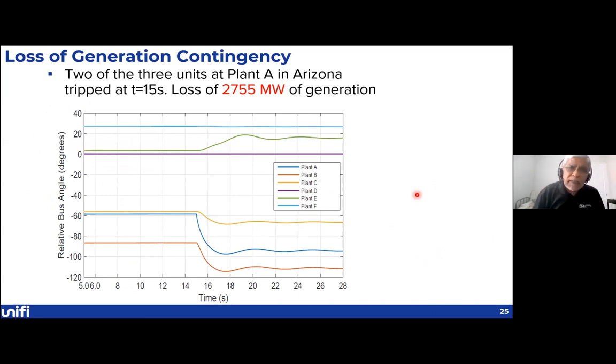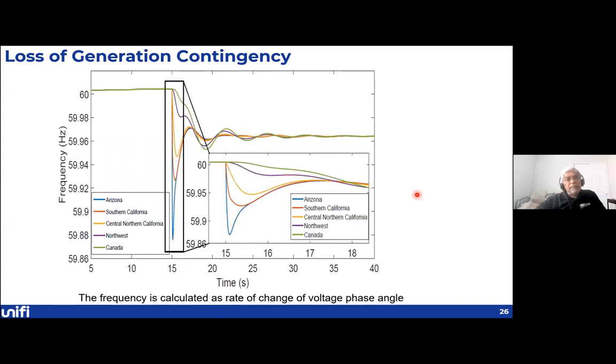The two generators which were lost, the sum of their generation was about 2,800 megawatts. And this is what happens when you lose them. You still notice that the five locations that we are monitoring all remain fairly intact, well synchronized, and the relative bus angle does not deviate very significantly from what it was, and the system settles down to a new operating condition very smoothly.